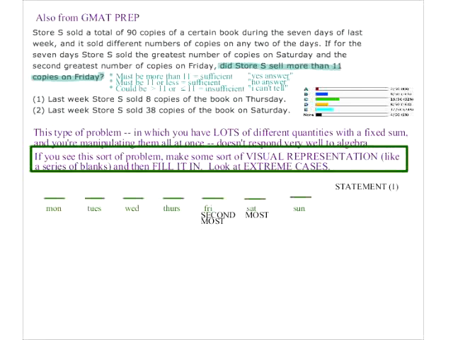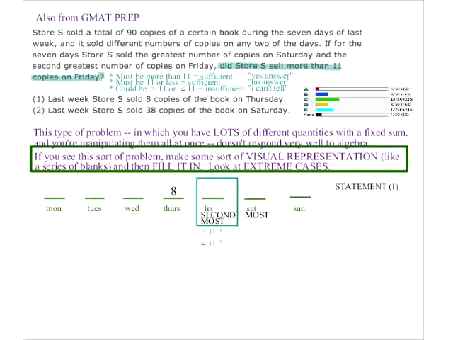Did they sell more than 11 copies? Well, we know that they sold 8 copies of the book on Thursday. And then this is what you're interested in. It helps to diagram this kind of stuff and actually make it explicit. So the question that we're asking here is, is this thing more than 11, or is it less than or equal to 11?